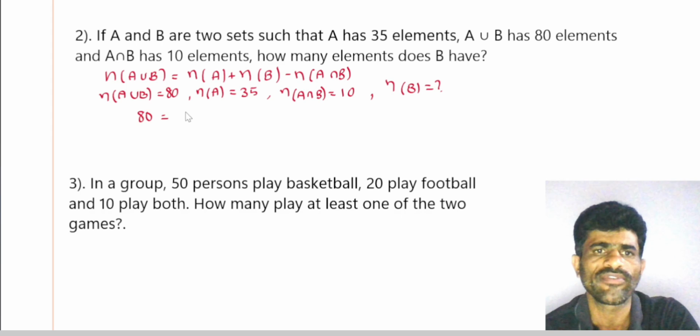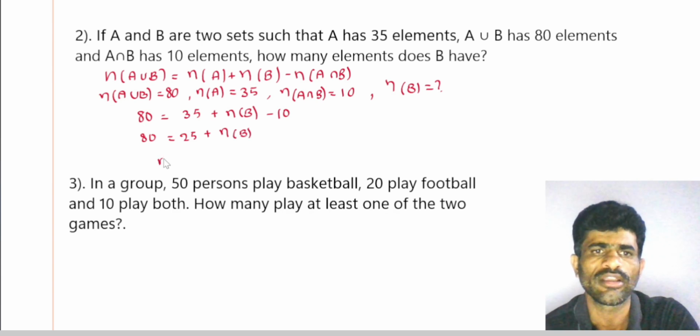is equal to n of A, 35, plus n of B, we don't know, let us write n of B only, minus n of A intersection B, which is 10. Now we have to simplify 35 minus 10, 25. So 80 is equal to 25 plus n of B.